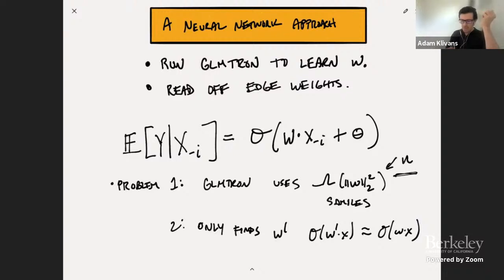Now, the other issue is that if you run glmtron, it doesn't find W per se. It just finds a W prime such that the sigmoid of W dot x is close to the sigmoid of W prime dot x. So once you put them inside of a sigmoid, they're close, but we're not actually getting parameter recovery, which is what we really need to do if we want to do structure learning.